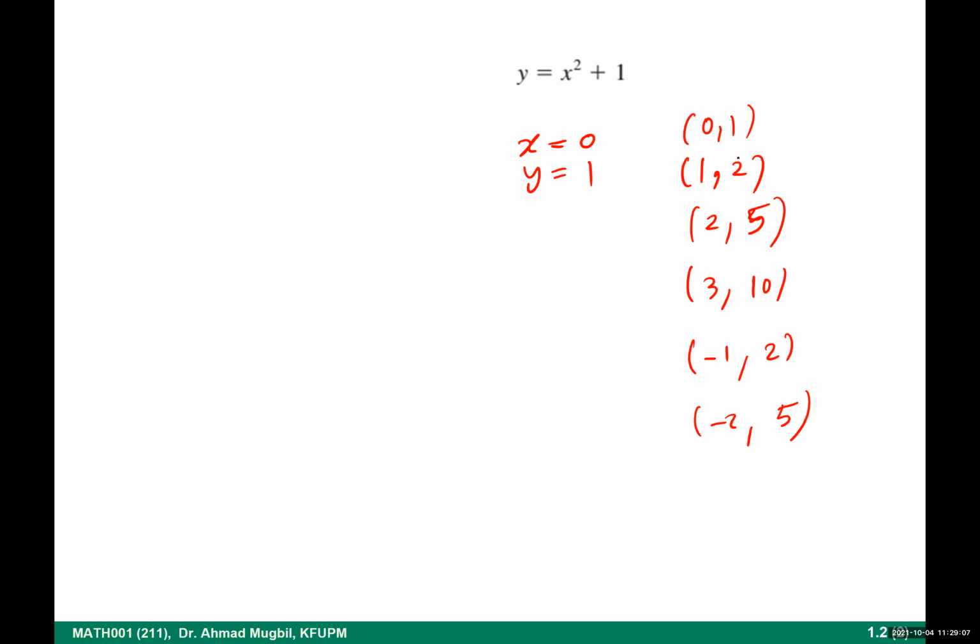So if you plot these points, what do you think we will have? Let's plot them. This is 0 and 0. The first point is 0 and 1. The second point is 1 and 2. The next is 2 and 5. Then 3 and 10. Let's go negative 1: negative 1 and 2. Negative 2 and 5, negative 3 and 10, the same. Now connect. Of course, if you calculate all the points and plot all the points, this is the shape that you will have at the end.